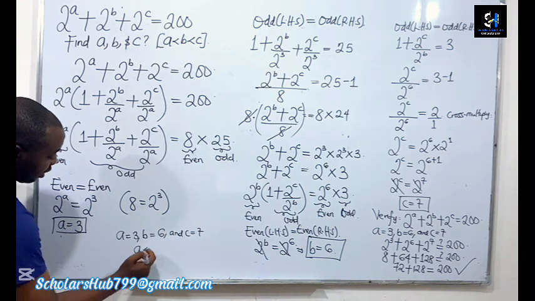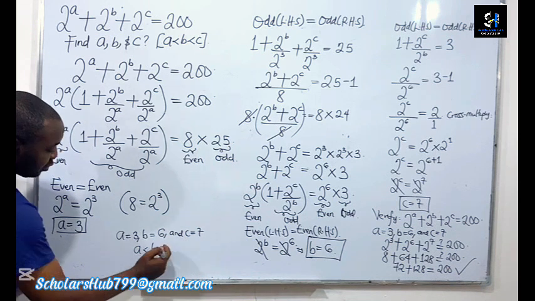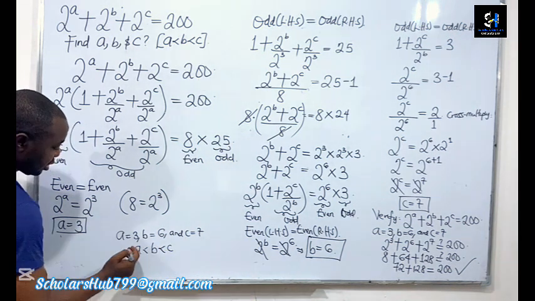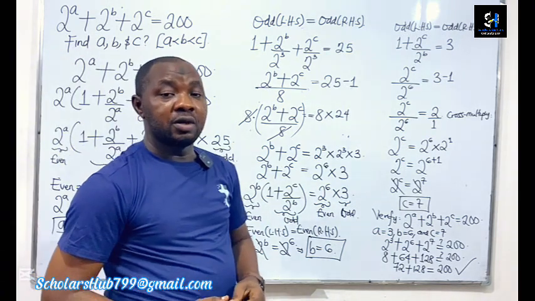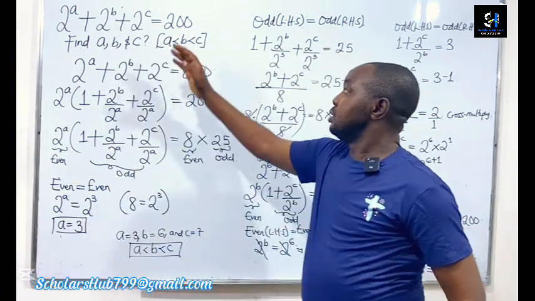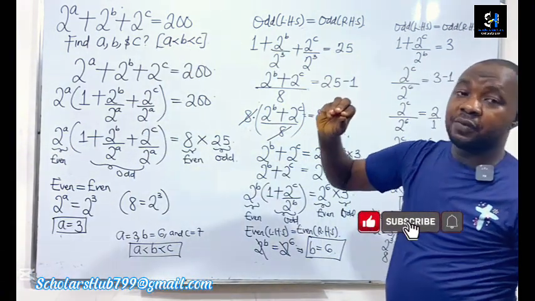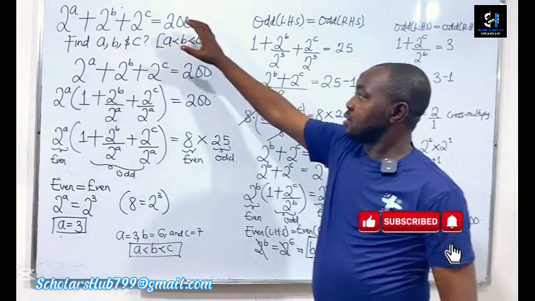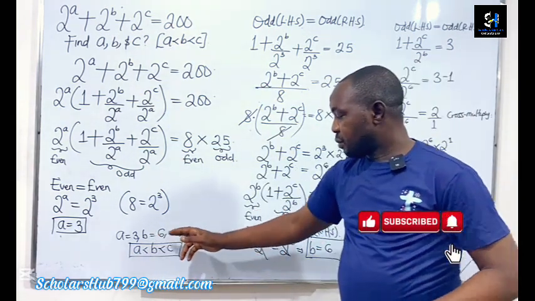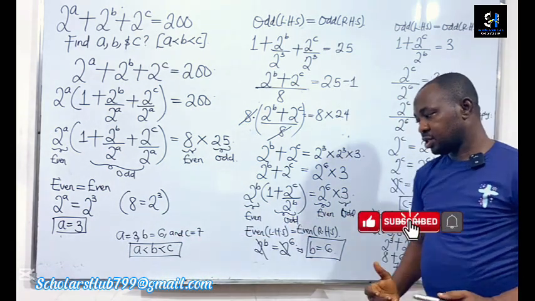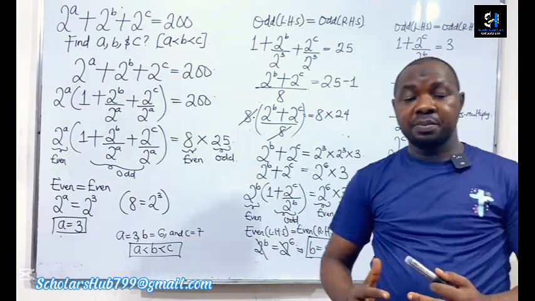Which means the value of a is less than the value of b, and that of b is less than the value of c. Okay, and so the three values which satisfy this equation, that is the value of a, b, and c, are 3, 6, and 7, respectively.